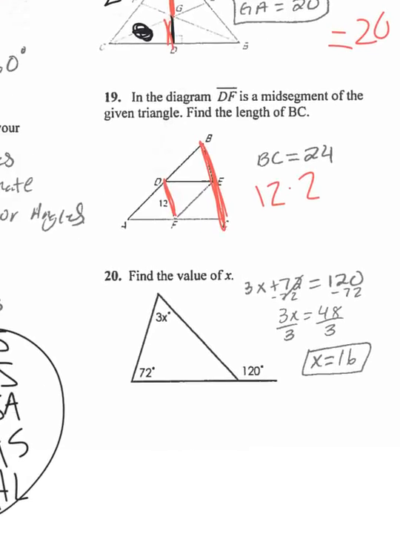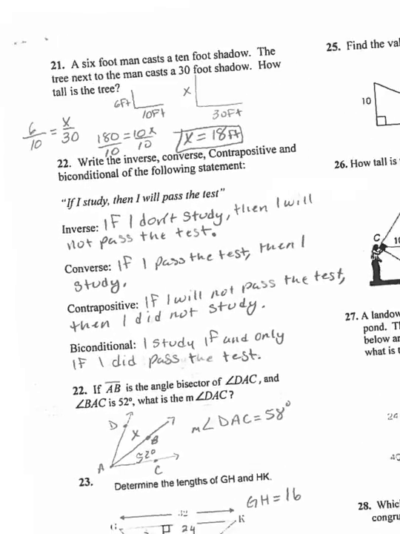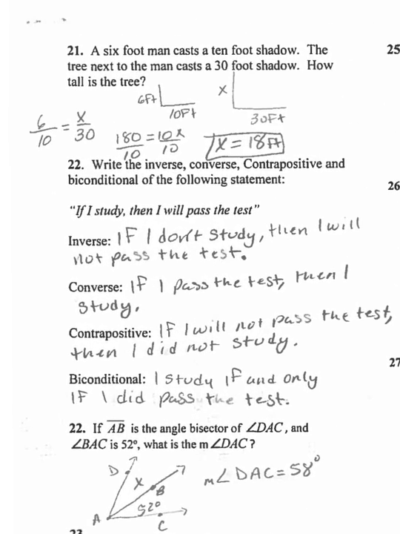20, again, like the previous problem, this is an exterior angle. 120 is equal to these two added together. So you'll see in the equation 3x plus 72 equals 120. Minus 72, you get 3x equals 48. Divide by 3, 16. Okay? So we're going to keep moving to page 3. All right, page 3.